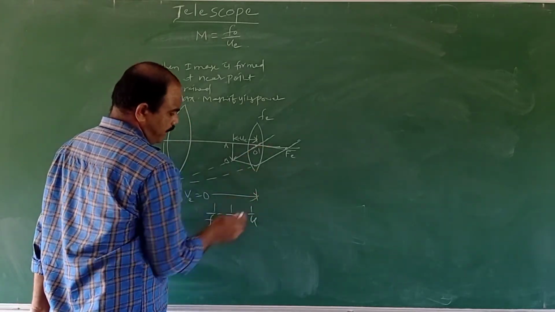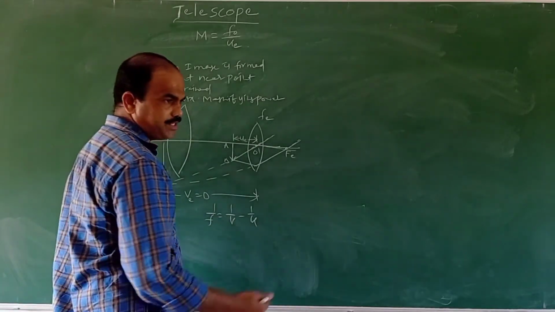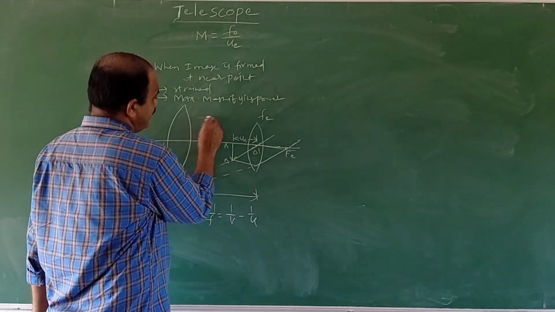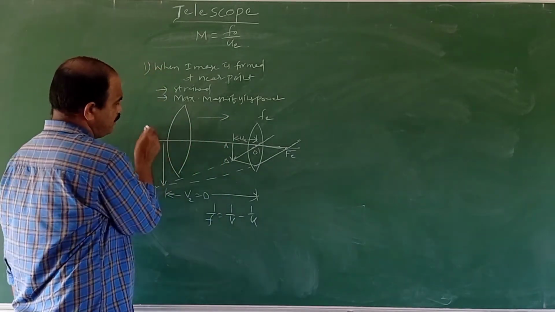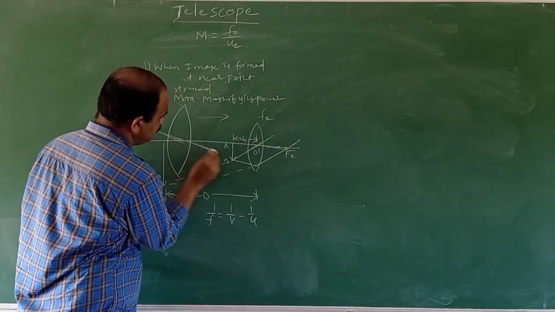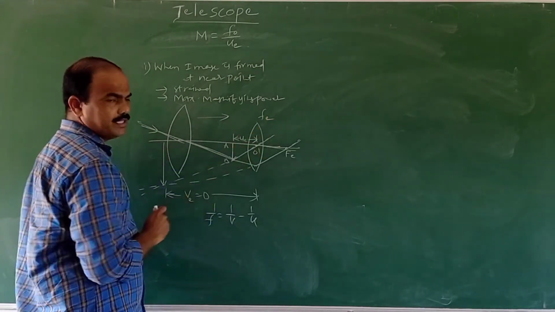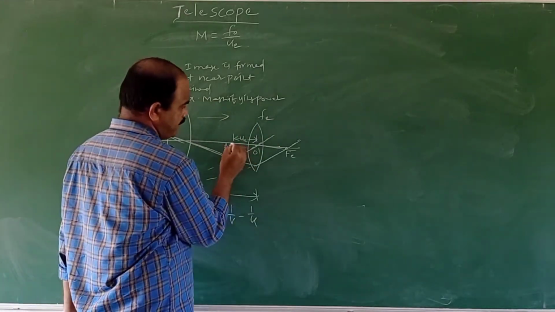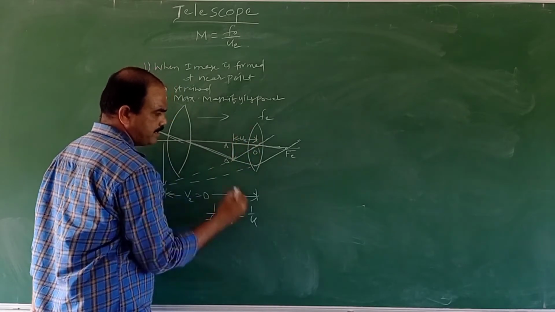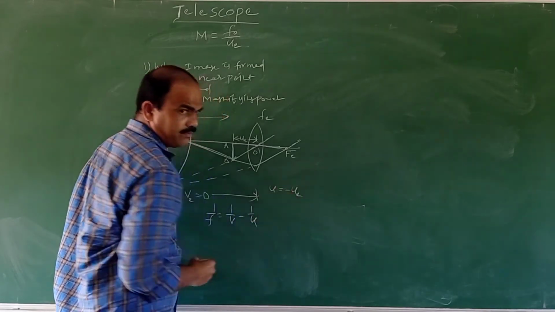But to use this formula we have to apply the sign convention. So what is the sign convention? All distances are measured from the optic center. The incident light is in this direction. But to measure the object distance, we are moving opposite to the incident light. That's why u_e is negative. So the object distance u becomes minus u_e.